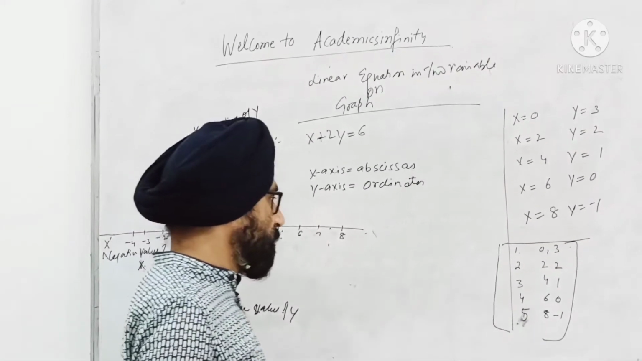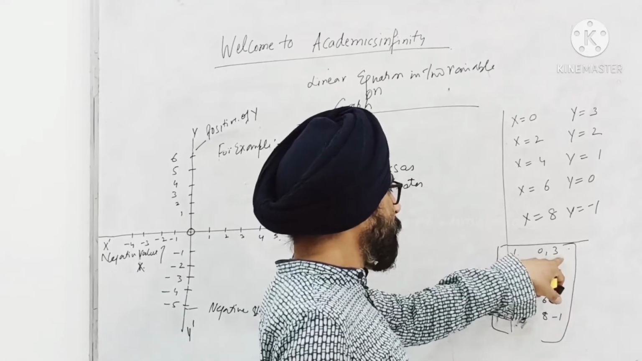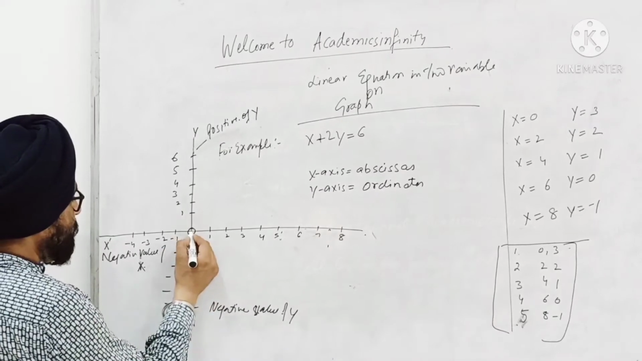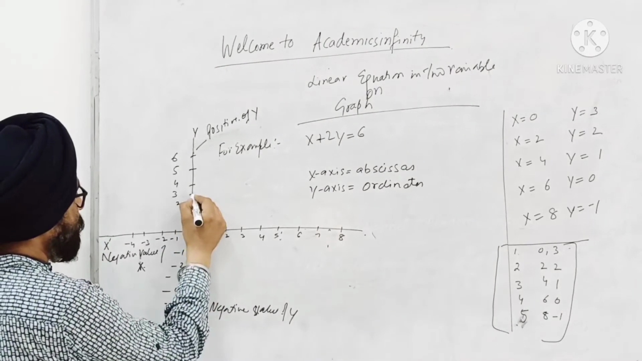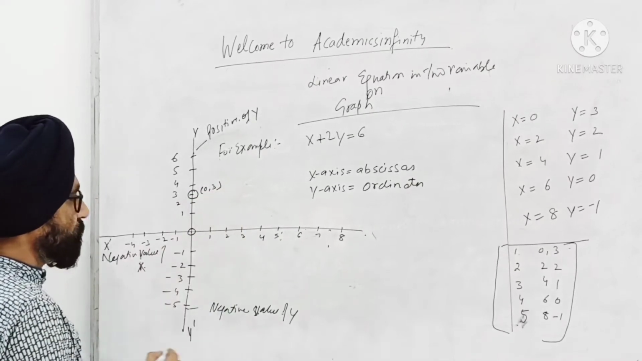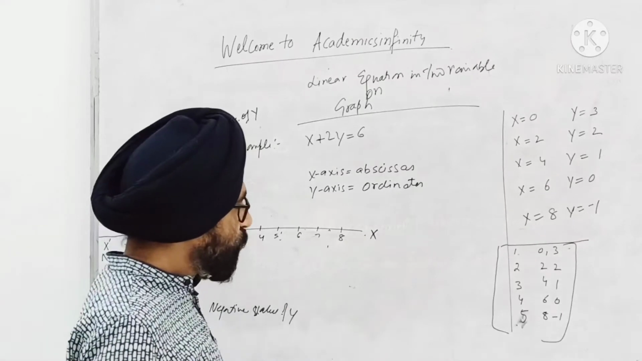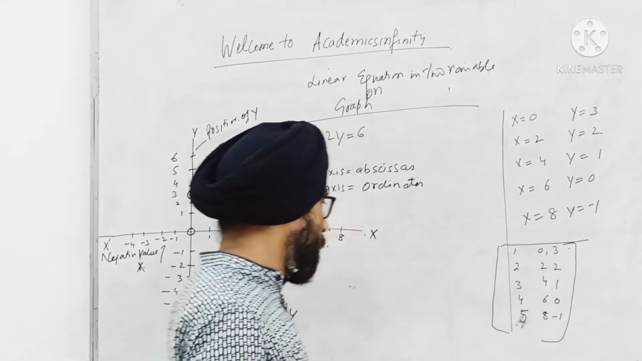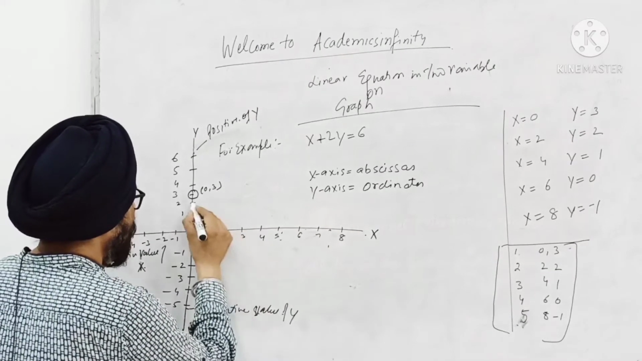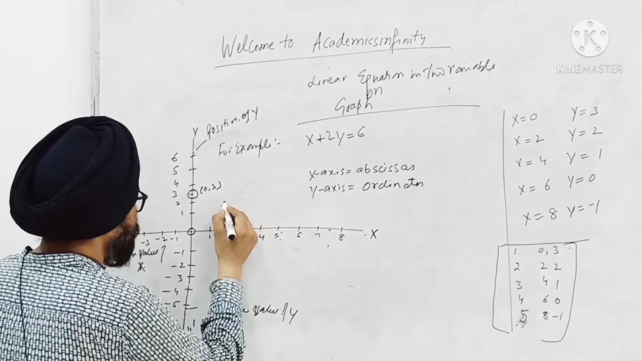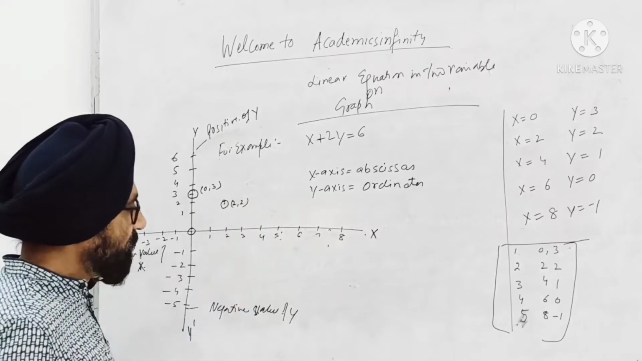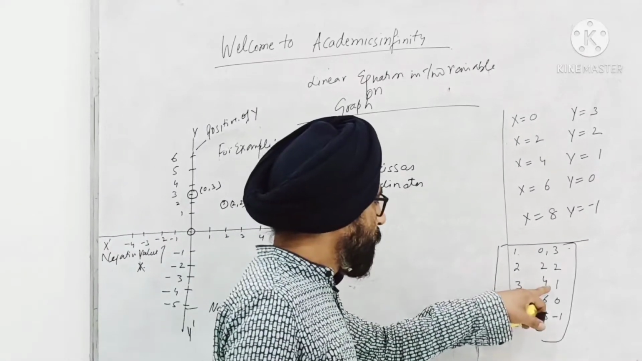The first point is 0, 3. The x is 0, the y is 3. Here is the point 0, 3. Next point is 2, 2. X is 2, y is also 2. Here is the point 2, 2.